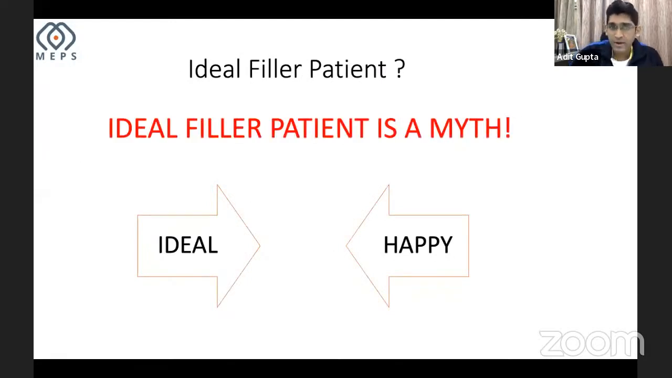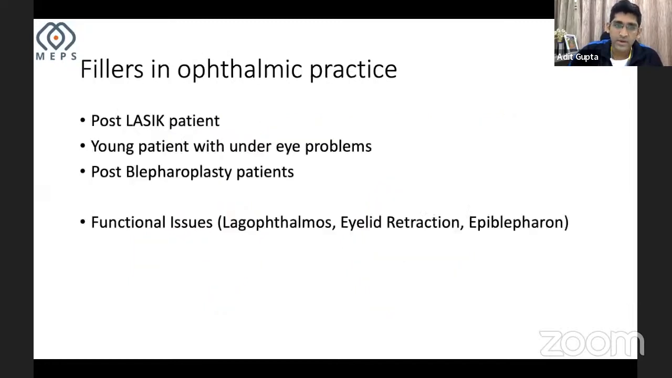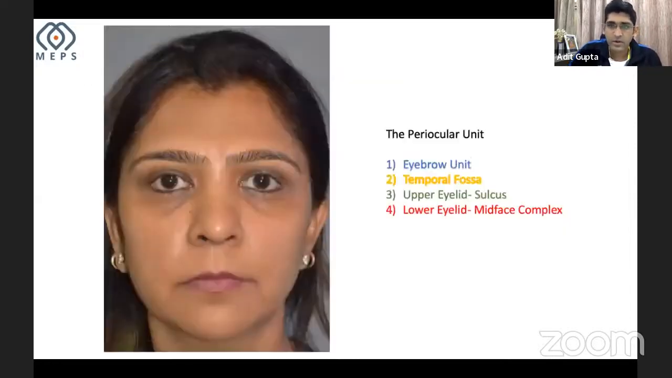Now, is there an ideal filler patient? I think the ideal filler patient is a myth. Rather, you can have a happy filler patient, and there's a very fine line, and you need to strike a balance between an ideal and a happy filler patient, and you need to look at how you can make these patients happy. Now, in ophthalmic practice, usually patients that we get as referred by ophthalmologists, apart from dermatologists, are post-LASIK patients who uncover their glasses and notice blemishes in the under eye region. Young patients who have genetic under eye problems, post-blepharoplasty patients who have hollowing, and then there are functional issues like eyelid retraction, which Aparna has already pointed out.